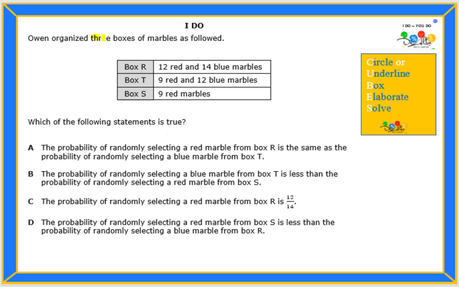Owen organized three boxes of marbles as follows. He has box R, box T, box S. Which of the following statements is true?